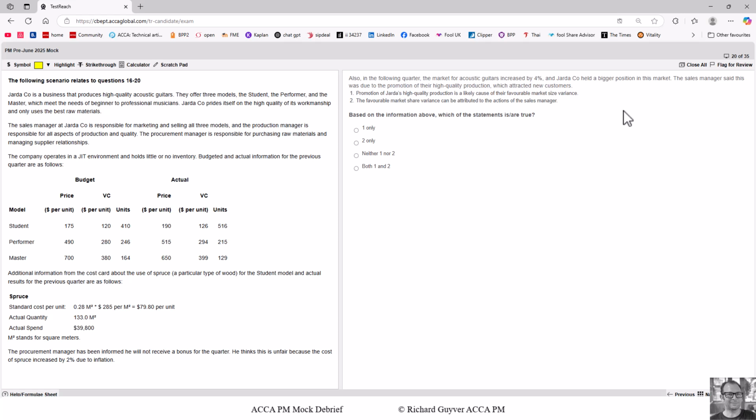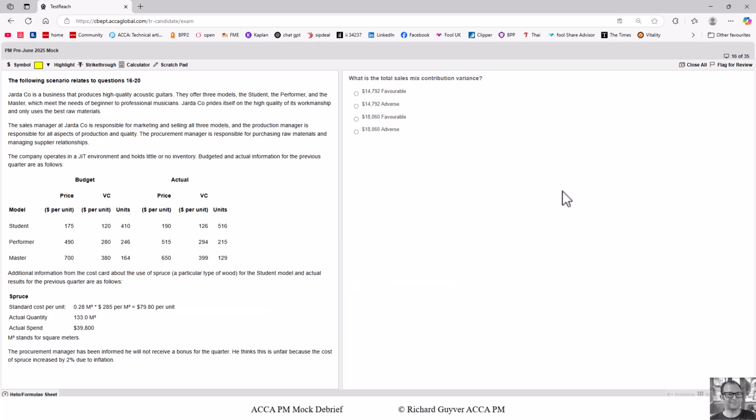So market size is outside of control of an organisation. Market size looks at the external market. An individual company only gets a portion of that, which is called the market share. So 1 is not true. Number 2, the favourable market share variance can be attributed to the actions of the sales manager. That's yes, that follows on from what I just said. So the correct answer is 2. So we've banked those marks, saved ourselves a bit of time. Now I'm going to go back to 16.